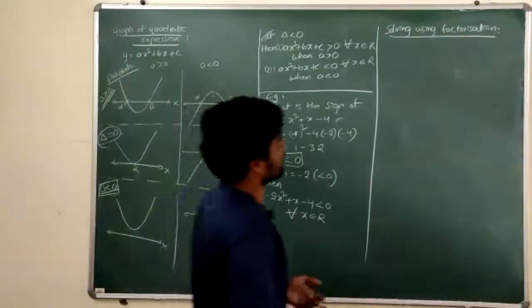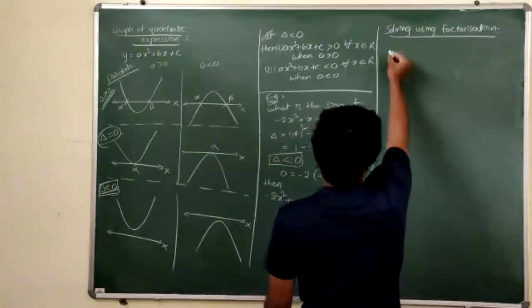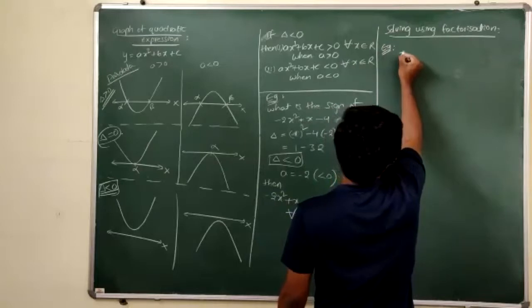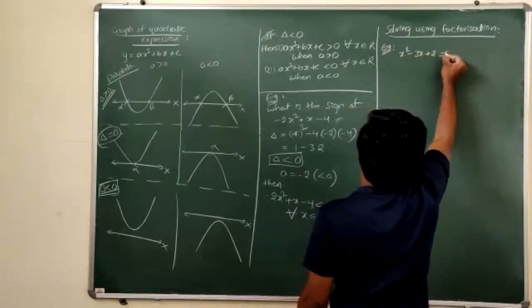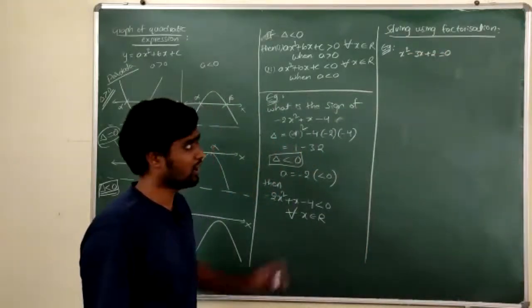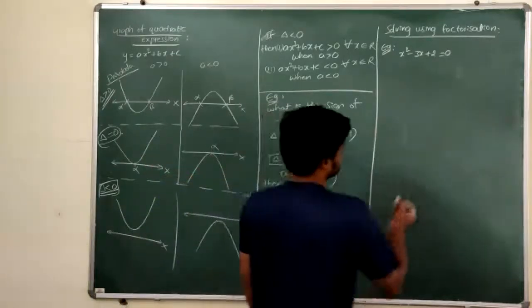Okay, so, solving using factorization. Now, simple examples. x square minus 3x plus 2 is equal to 0. How to solve that equation?